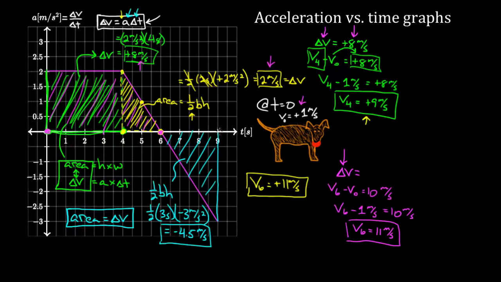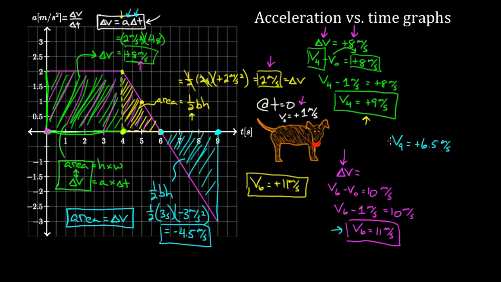If we wanted to get the velocity at 9, there's a few ways we can do it, right? Just conceptually, we could say that Daisy started at 6 with a velocity of 11. Her change during this period was -4.5. So if you just add the change to the value she started with, you're going to get positive 6.5 if I add 11 and -4.5 meters per second.